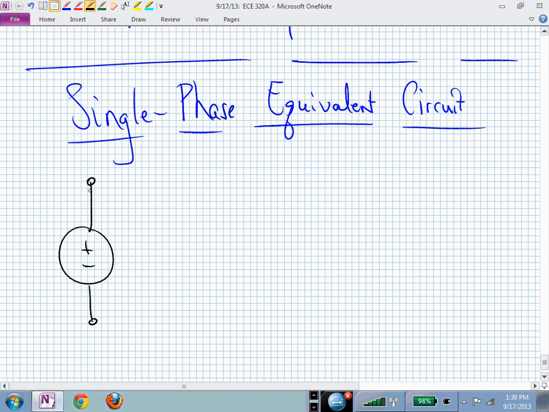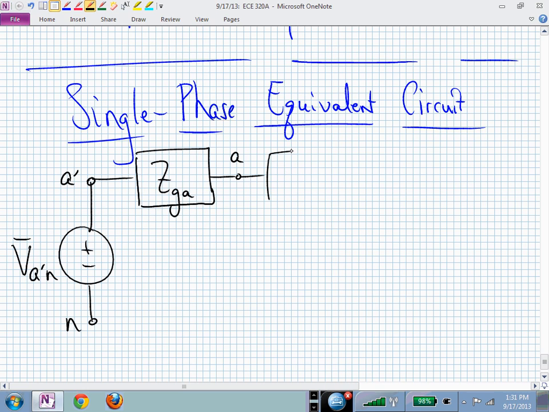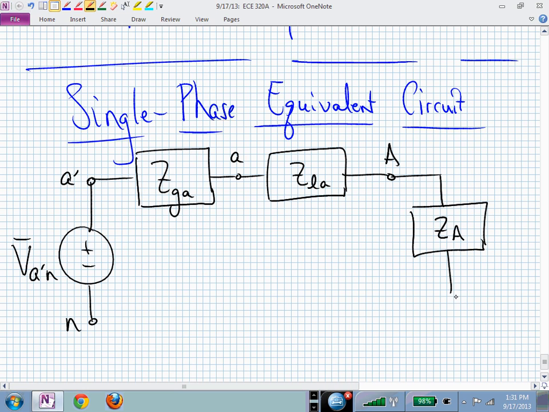There's our generator, which is now, let's say, V sub A prime N. Here's A prime, here's little n. Then we potentially might have a generator impedance between A prime and A. We might have a transmission line impedance, Z sub LA, and we might have a load impedance, Z sub A.